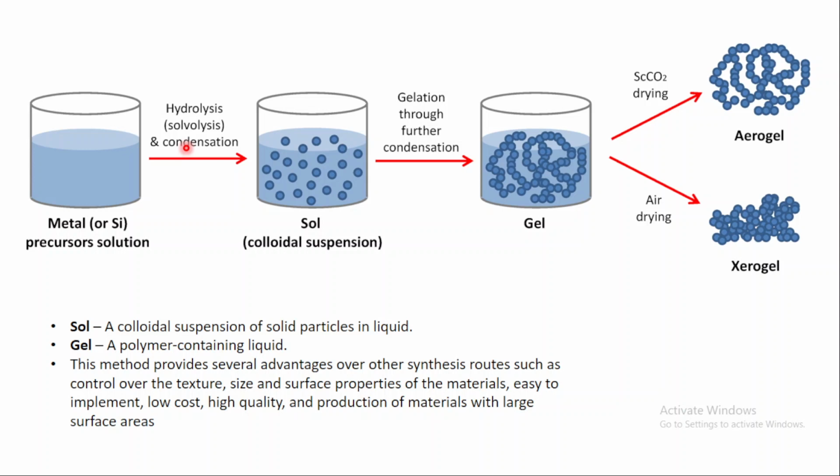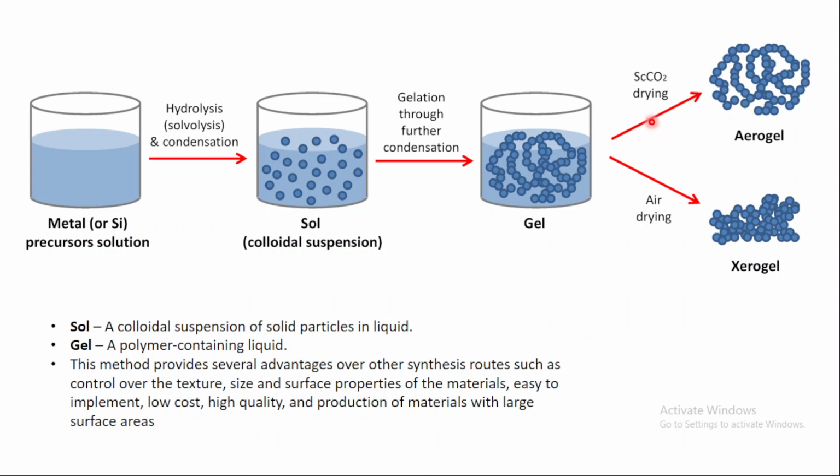So what does this method provide advantage of? This method provides several advantages over other synthesis routes, such as control over the texture, size and surface properties of the materials. So in this method, we can control all these qualities. We can control the texture, size of the nanomaterial, surface properties.